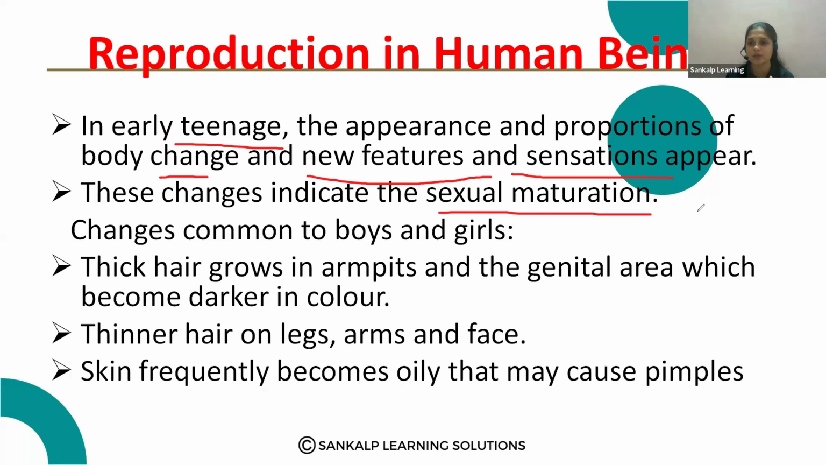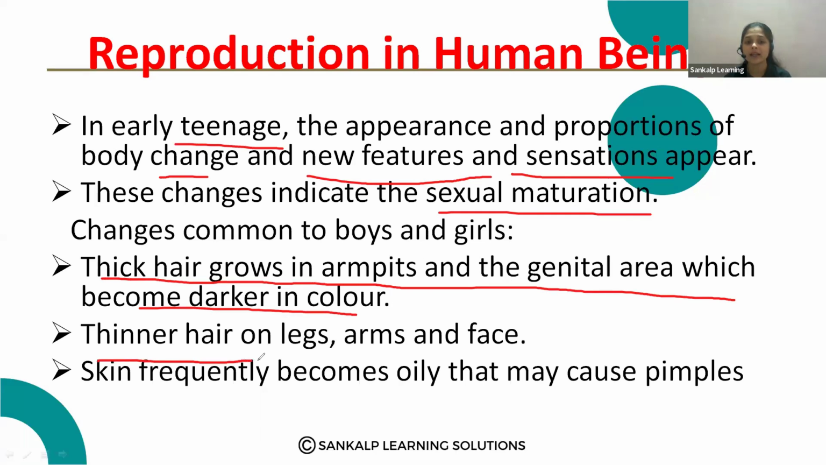Sexual maturation you can observe after 13, 14 years, okay. And you can observe some changes in the boys and girls. The common changes are that thick hair grows in the armpits and genital area, which become darker in color. You can observe hair growth in different parts of our body, and thinner hair on legs, arms and face, in both boys and girls, okay.